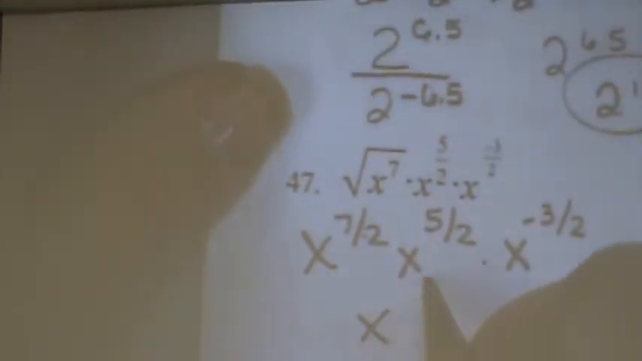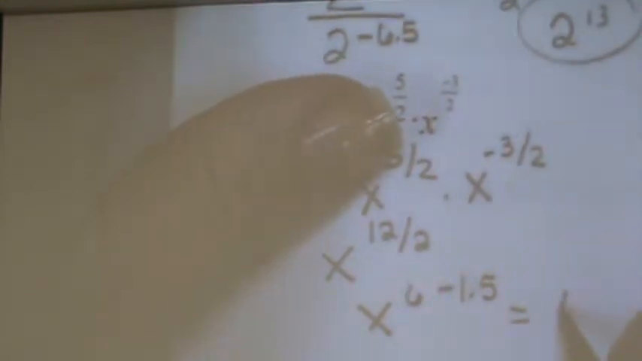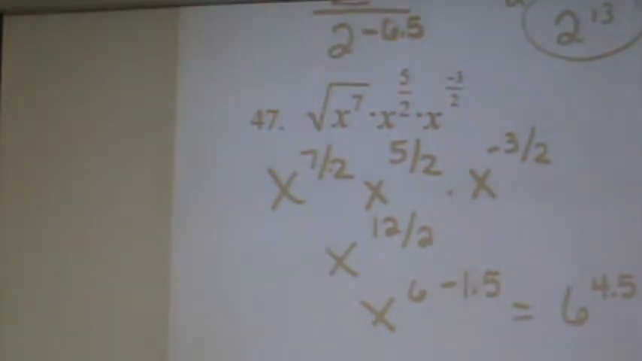So x to the 12, this is 12 halves, which is 6. And then you're going to subtract 6 over 2. I'm sorry, 3 over 2. And 3 over 2 is 1.5. So 6 minus 1.5 is really 4.5. So this is really x to the 4.5, not 6.